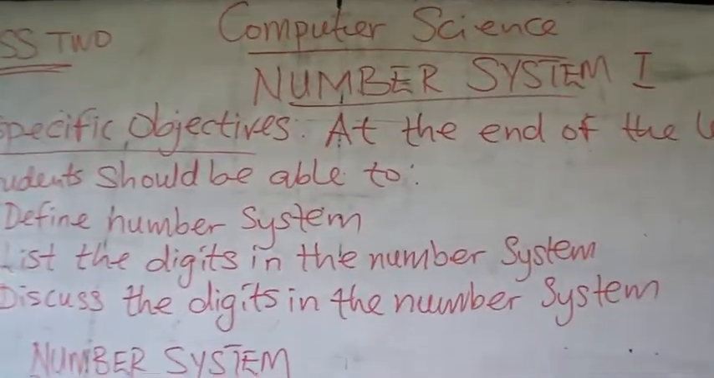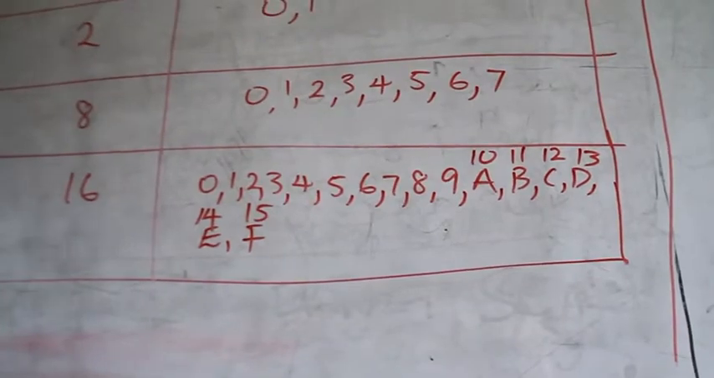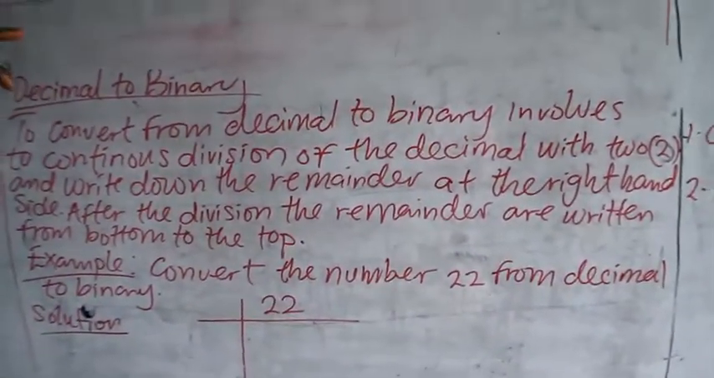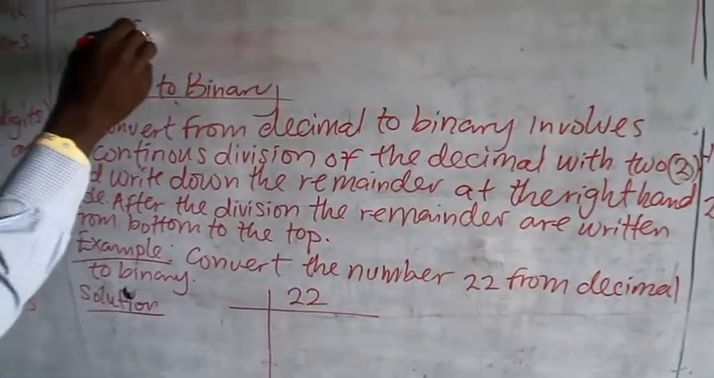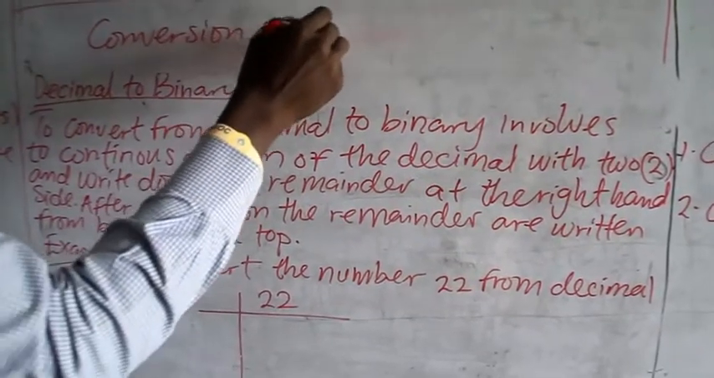I can't take the 2 today. Binary is in base 2, which has 2 digits, and decimal is in base 10, which has 10 digits. Now we are going to look at conversion of number systems.